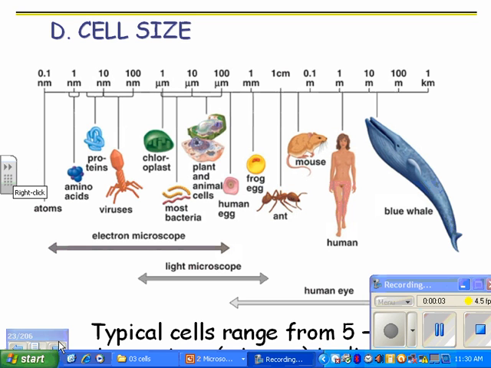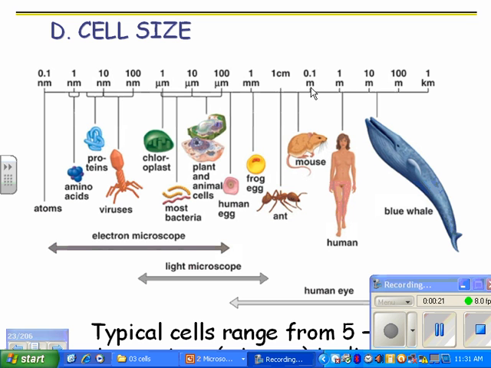Cell size. So cells are really, really small. So here's a blue whale, and if you look at this, it's an order of magnitude each time. So we're going from 10 meters down to 1 meter, which is roughly 3 feet. And so people are somewhere between 1 meter and 10 meters, on the closer side to 1 meter, right? So not quite 2 meters.